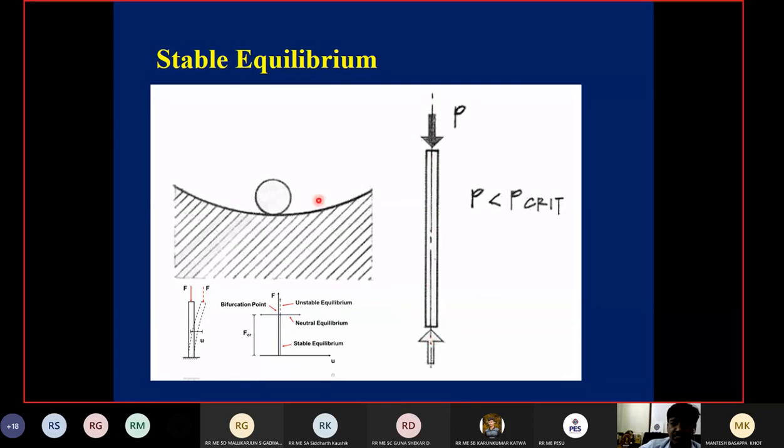You can see the same analogy here. You push the ball, it gets back. The same thing: I induce the load, the energy, into it. The energy disturbs the system, and once it is released, it gets back to its normal equilibrium condition. Then this load is less than the critical, thereby this system is in stable equilibrium.